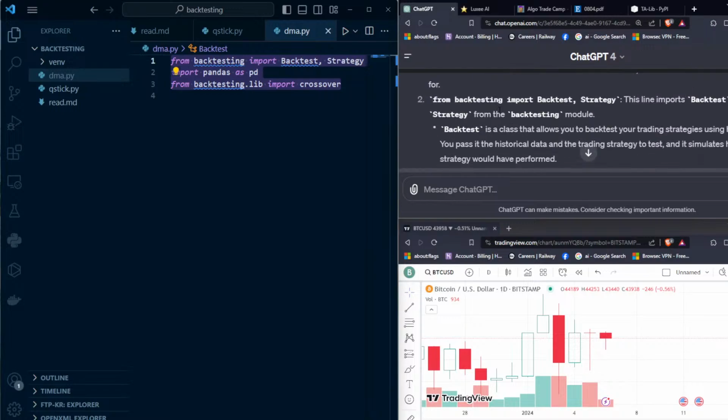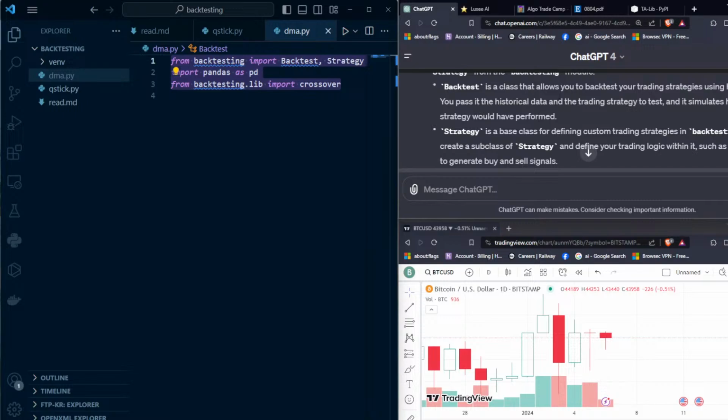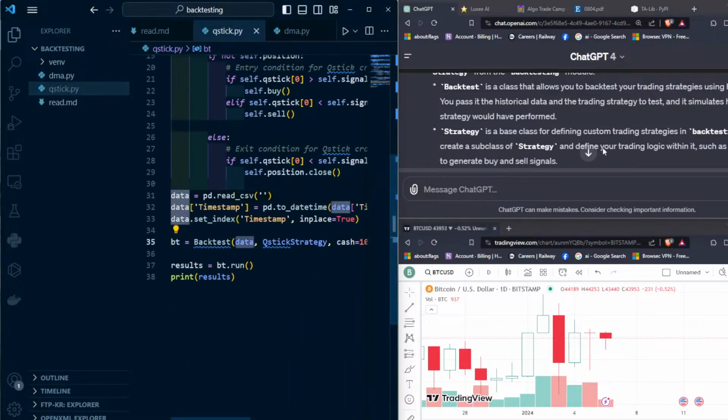From backtesting import Backtest and import Strategy. This line imports Backtest and Strategy from the backtesting module. Backtest is a class that allows you to backtest your trading strategies using historical data. You pass it the historical data as I showed you here, I mean data from the past, and the trading strategy to test, and it simulates how the strategy would have performed. So it just shows you what happened in the past.